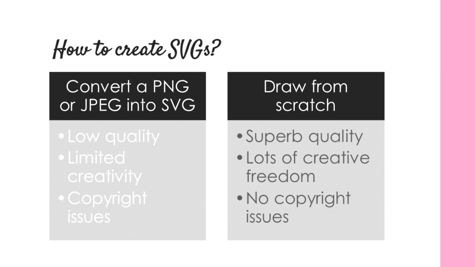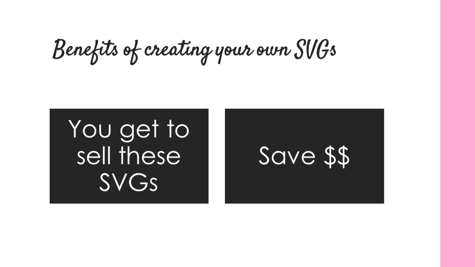The other downside of this method is that it can get you into copyright issues if you use images from Google for your business. The other and by far the best method of creating your own SVGs is by using a software. This will give you complete creative freedom along with images that are of superb quality. Also, you get to own the rights to the artwork that you create, meaning no troubles at all. The other benefits of creating your own SVGs is that you can sell these SVGs, plus once you know how to design SVGs, you can save a ton of dollars as you won't have to buy every single SVG.